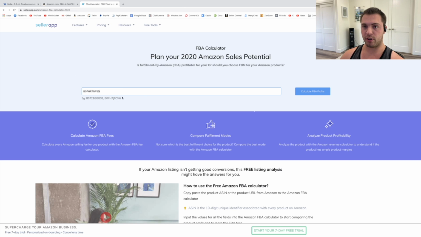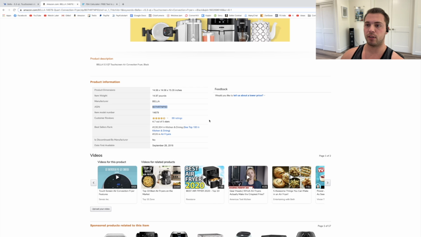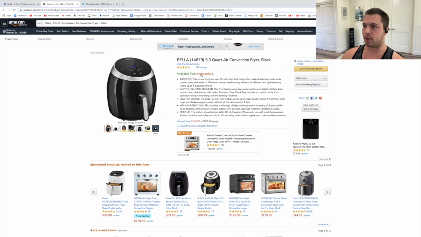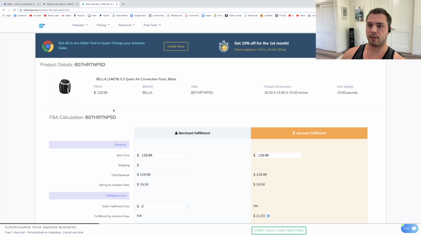So what I'm going to do is copy this, which is just the ASIN, which is how Amazon identifies products. Click calculate and make sure it's the correct product here. Now it says it's $129.99. I think we said it was what, $150? What price did we say it was? So from the seller, $104.92. Now it's just showing the normal price it's normally at, and we can change this.